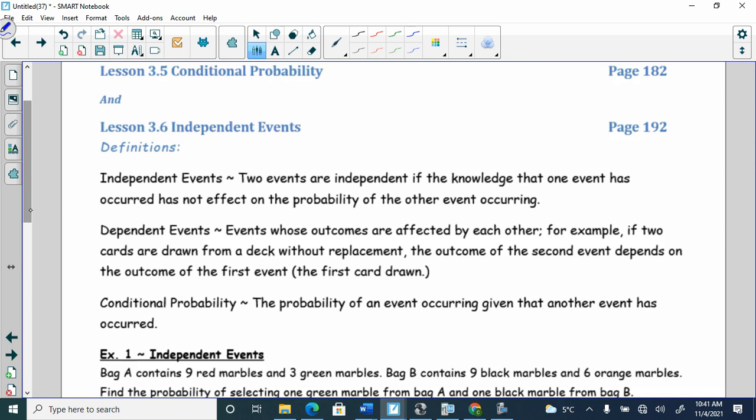So let's look at independent events first. Independent events are 2 events where the knowledge that one event has occurred has no effect on the probability of the other event occurring. An example could be I spin a spinner and then I toss a coin.